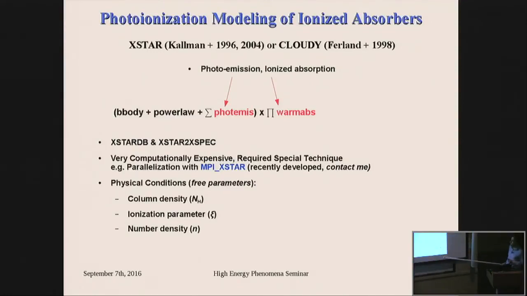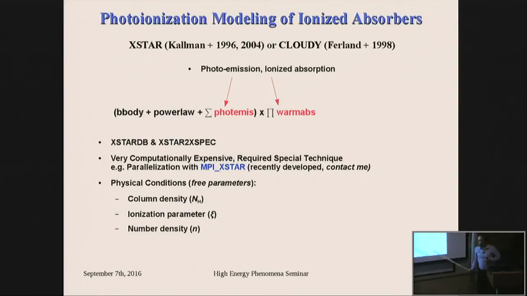There are two different methods for fitting warm absorber and photoionization: one using XSTAR dB, and another using XSTAR2XSPEC or XSTAR2table. These two methods are very computationally expensive and require a special technique. Recently, I worked on parallelization using MPI, because the previous tool was made with PVM, and recent supercomputers don't support PVM and mostly support MPI.